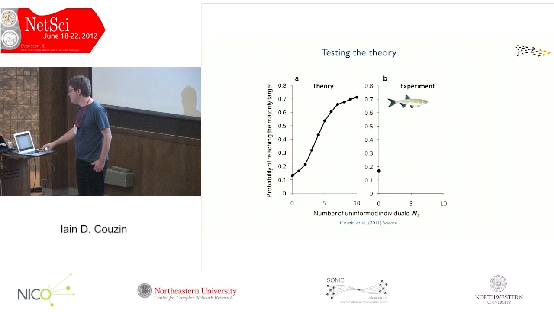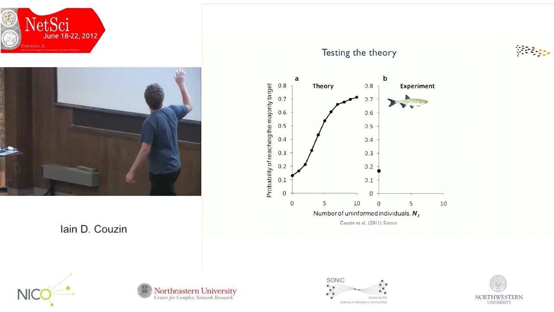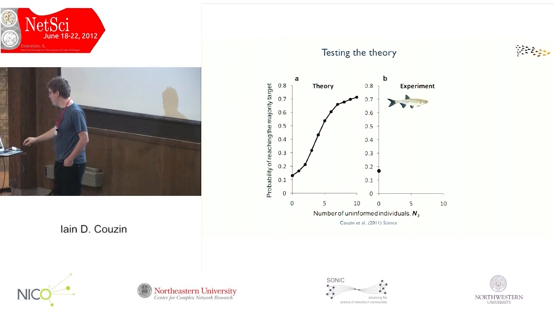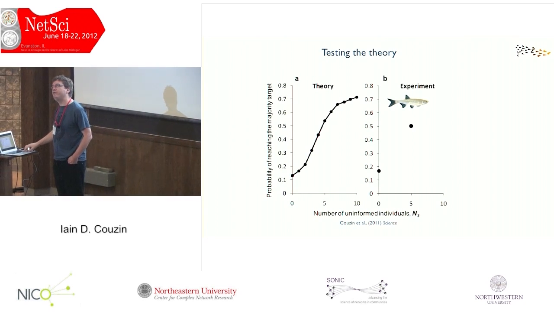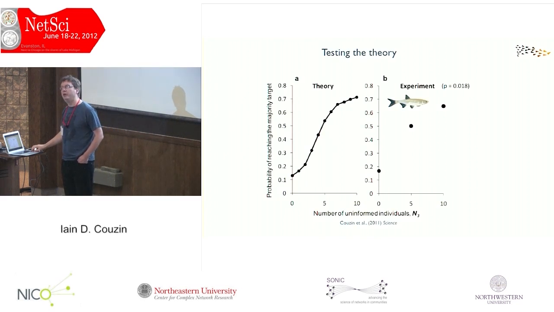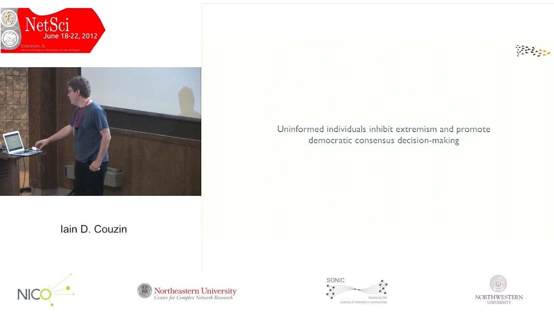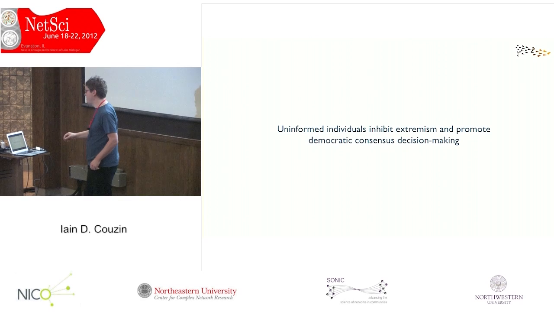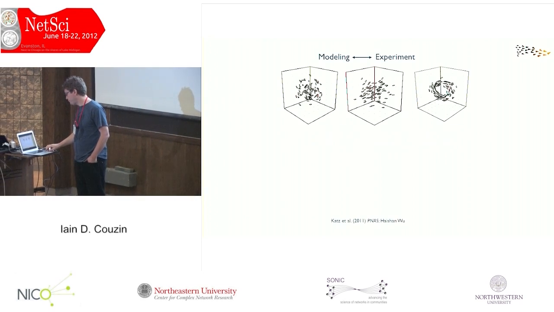And what we found is if there are no uninformed individuals, then a more opinionated minority will tend to win. But as we add 5 and then 10 naive individuals, just as predicted by our theory, we've flipped control back to the majority. So uninformed individuals inhibit extremism and promote democratic consensus decision-making.